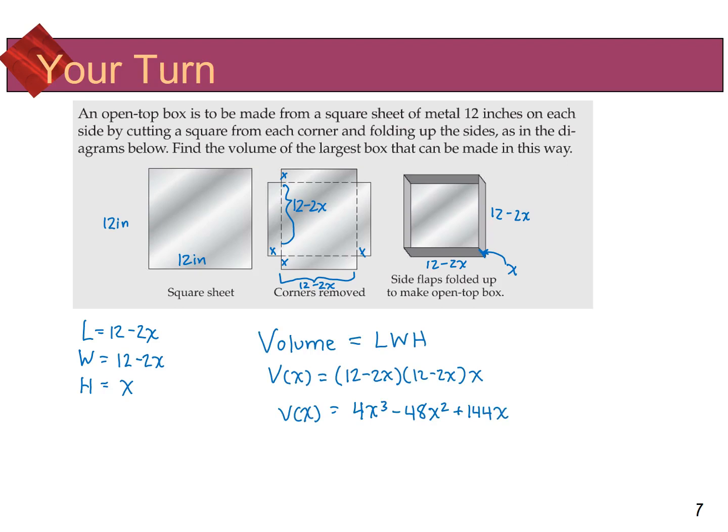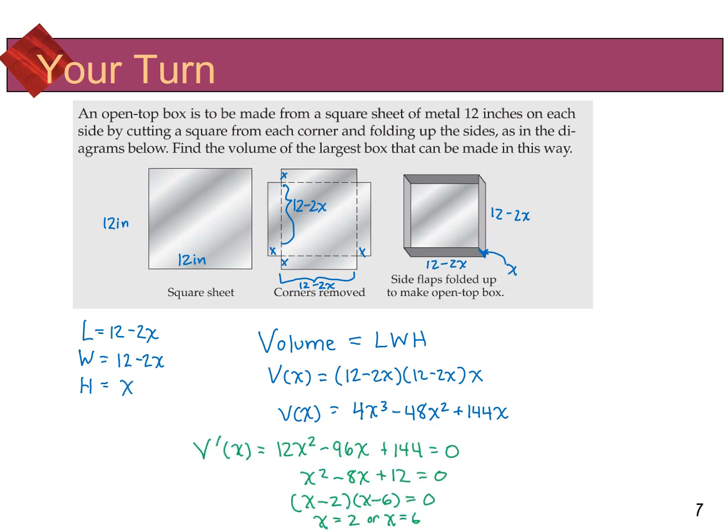And so I make up an expression there, and as you see there, I multiply it all out to come up with a formula for the volume of this box. And I do a derivative of that to get 12x squared minus 96x plus 144, and I set it equal to 0. And I get x squared minus 8x plus 12, which factors into x minus 2 and x minus 6, which equals 0, which means x equals 2 or x equals 6 are possibilities.